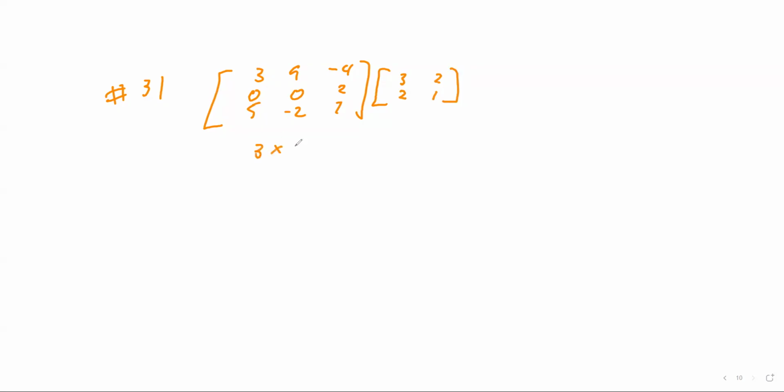Let's look at number 31. Number 31 is presented to you as the matrix 3, 0, 5, 9, 0, -2, -4, 2, 7 times the matrix 3, 2, 2, 1. So this is a 3 row by 3 column, and this is a 2 row by 2 column. These are not the same, so therefore this will not be possible.